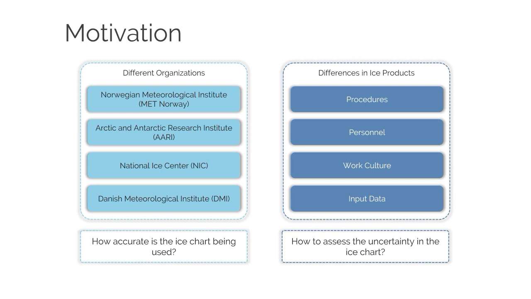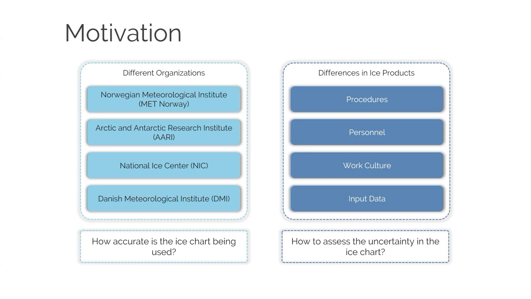So what we did was we looked at sea ice charts from 3 different organizations: Met Norway, the Arctic and Antarctic Research Institute, and the National Ice Center in the US. And then we asked some questions. How accurate is the sea ice chart that you're using? And how do you assess the uncertainty in sea ice charts? Firstly, you understand where the uncertainty in your data comes from. In our case, it was from the procedures, because these organizations are from different countries, different people work there, and they have different procedures. That's where the uncertainty in your data comes from.